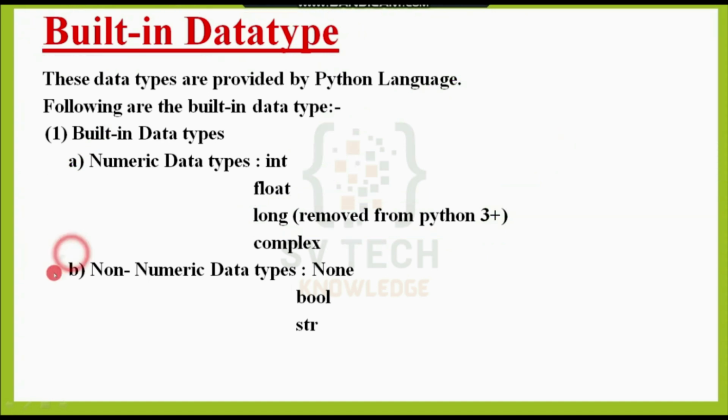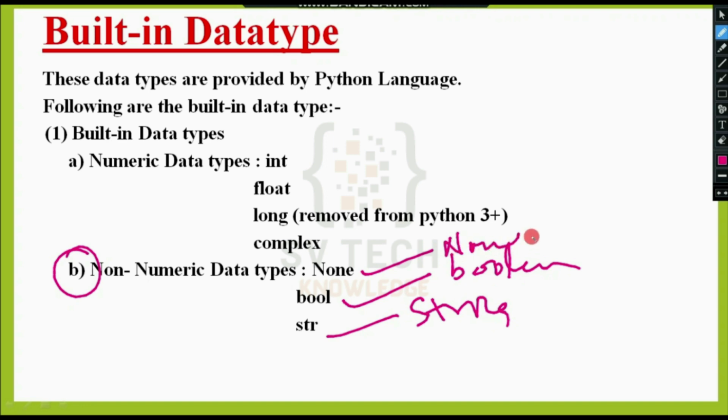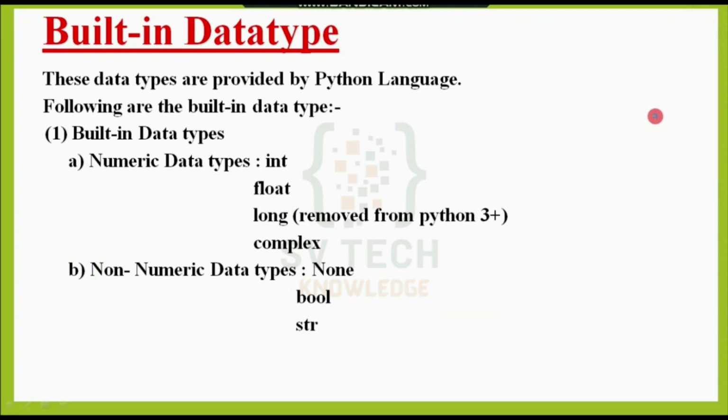Next, non-numeric types. In non-numeric type what we have? We have mainly three types: none, bool and str. Str for string, bool for boolean and none for none. So these are the three data types we have in non-numeric. We will discuss everything clearly now.